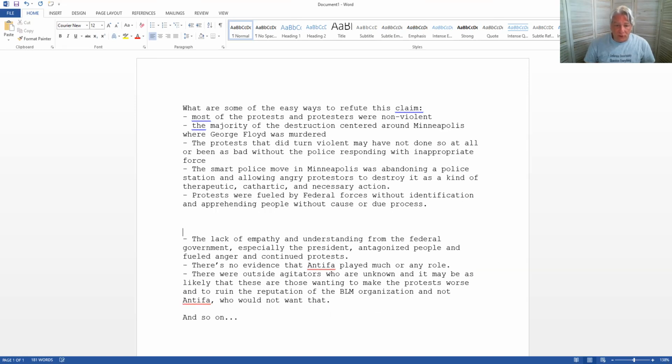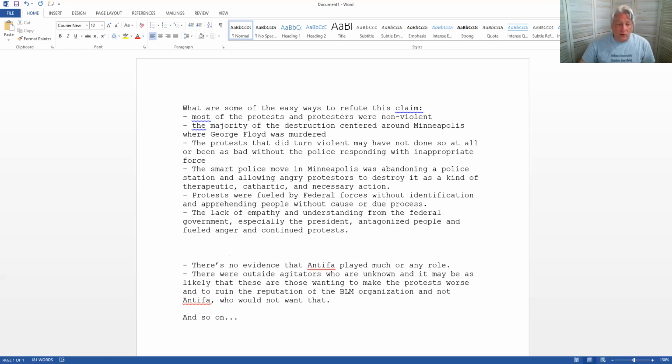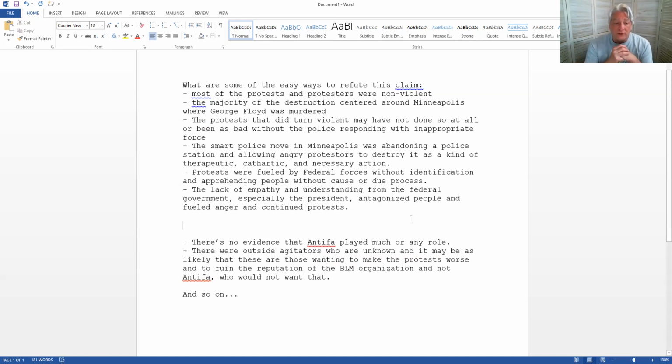Protests were also fueled by federal forces without identification that apprehended people without cause or due process. That's been confirmed by multiple sources. We had video of it. It's a pretty well-established fact that happened. And now we know that those federal forces were from the Department of Justice. The lack of empathy and understanding from the federal government, especially the president, antagonized people and fueled anger and continued protests. I think that's relatively well established. You might not agree if you are a fan of the president or of the federal government last year, or what might now be more years in the past, depending how many years I reuse this video.